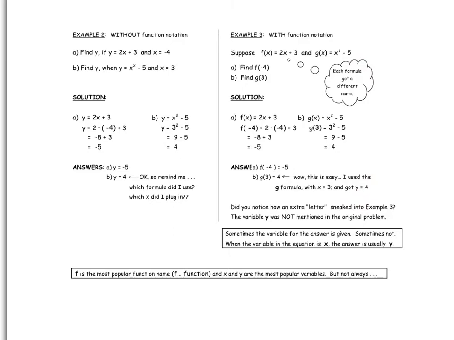The variable y was not mentioned in the original problem because very often it's not. Sometimes the variable for the answer is given and sometimes it isn't. When the variable in the equation is x, the answer is usually y. F is the most popular name for a function because F is the first letter of function, and then after F comes G and H, and these are the most popular generic letters used. However, that's not always true.